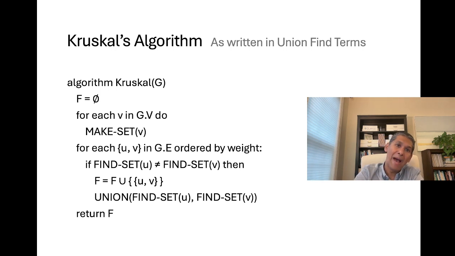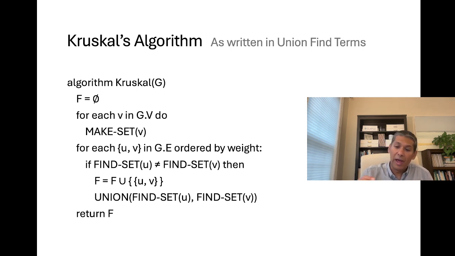And now if we go back to Kruskal's algorithm, we can see that when it's written in union find terms, it can actually be written very equivalently as something very similar. Sort the edges, and for each edge in that order, check if U and V have the same leader node. That's a find set. And if they do not, then take that edge and then do a union.